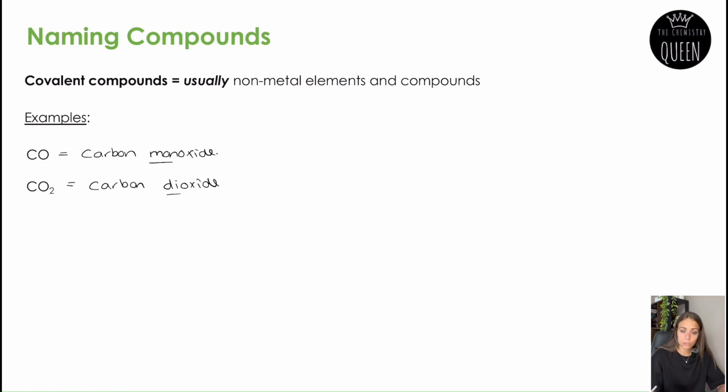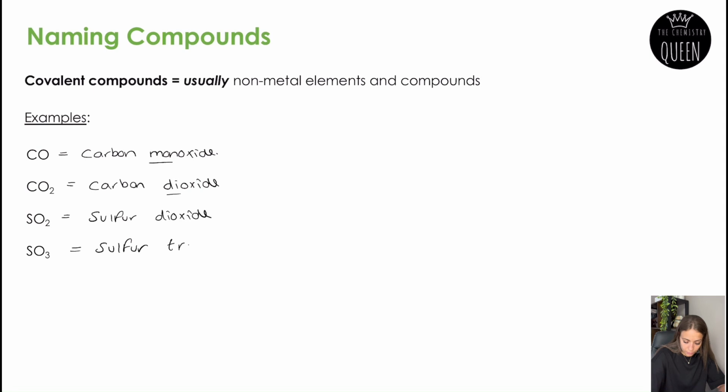Di means two. More examples, SO2, sulfur dioxide, two oxygens. SO3 would be called sulfur trioxide. So tri meaning three oxygens. Okay, and now I also wanted to talk about acids here.